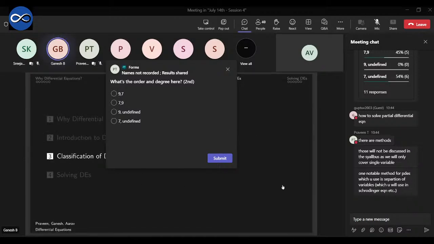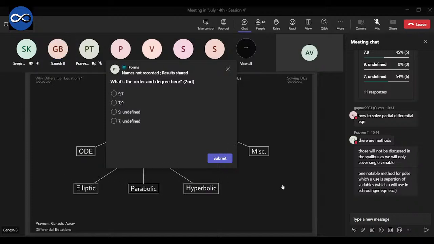We're now coming to the classification of differential equations. We'll look at the types of differential equations that exist. You have your ODE, which is an ordinary differential equation. PDE is a partial differential equation. SDE means stochastic differential equations, and there are a couple more as well.